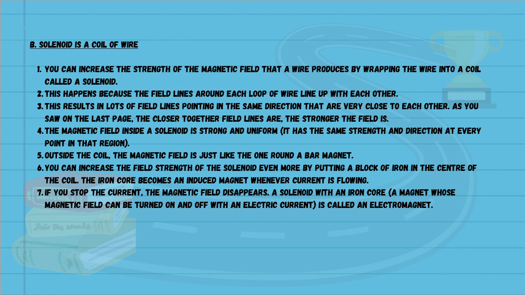The magnetic field inside a solenoid is strong and uniform. It has the same strength and direction at every point in that region. Outside the coil, the magnetic field is just like the one around a bar magnet.